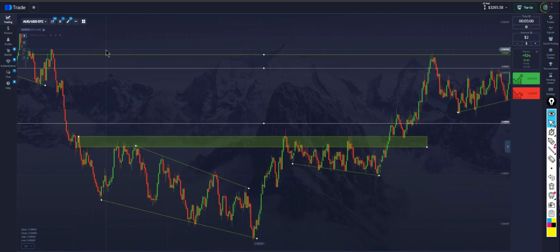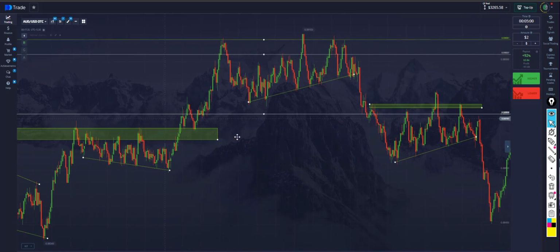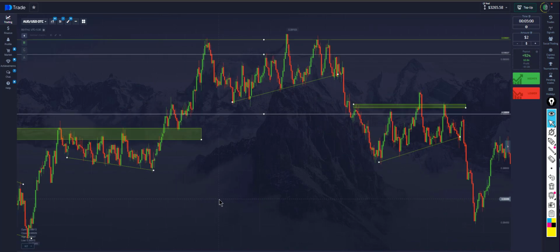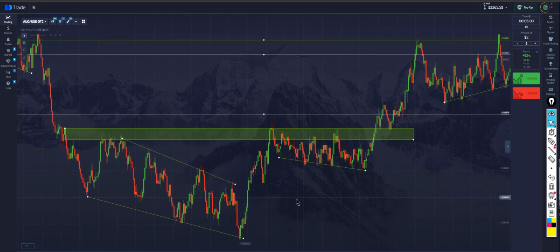So this is AD USD chart. This is in the past. As you can see, I have used a lot of trend lines, a lot of horizontal lines, a lot of rectangle lines. I have used it so much because this is how I make my trades. So these are not just random lines and random rectangles. Okay, so this actually means something.